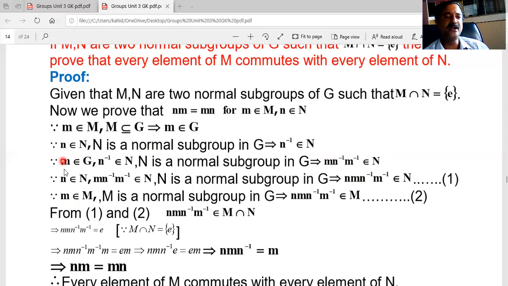By normality, n belongs to G, m belongs to M. M is normal means n m n inverse belongs to M. And also m belongs to M. M is a subgroup, that means m inverse also belongs to M by the inverse law. The first three elements m and n inverse belong to M. By closure law, n m n inverse m inverse belongs to M.